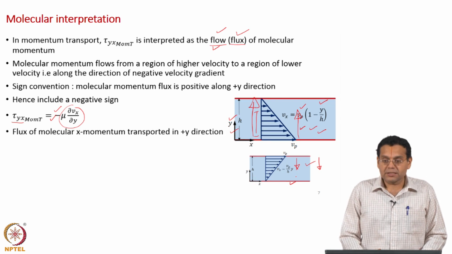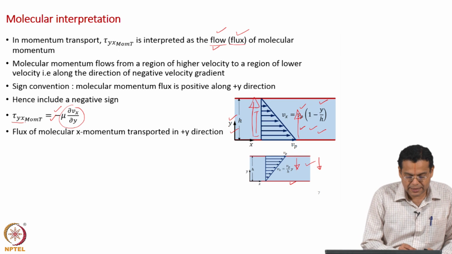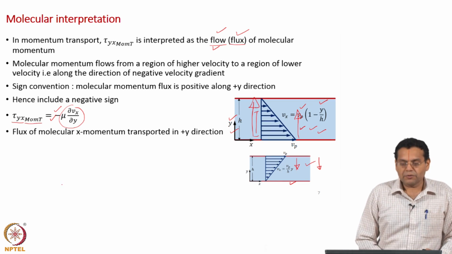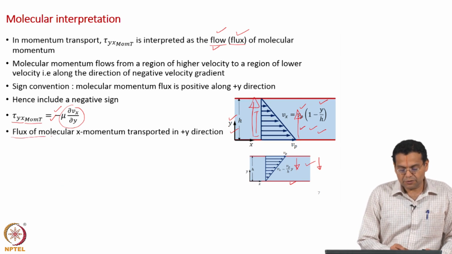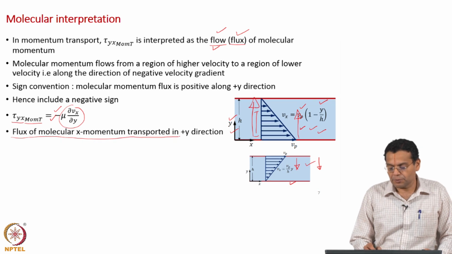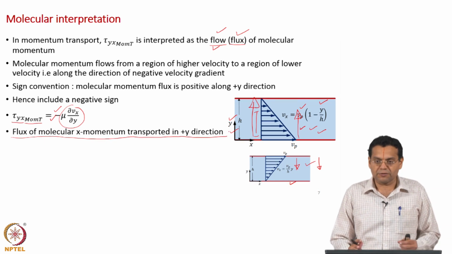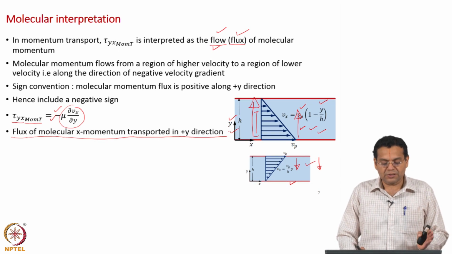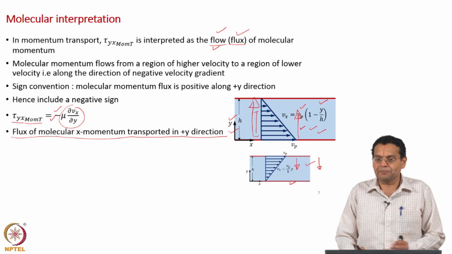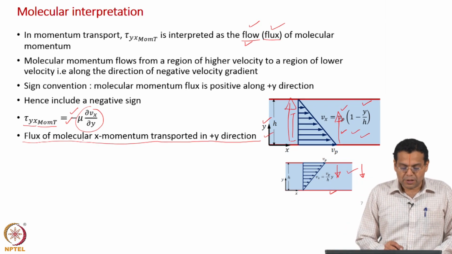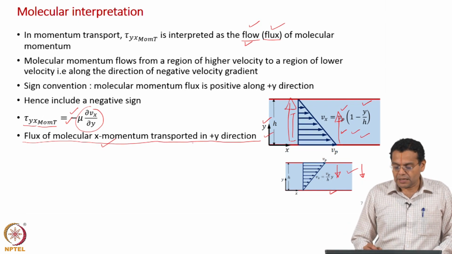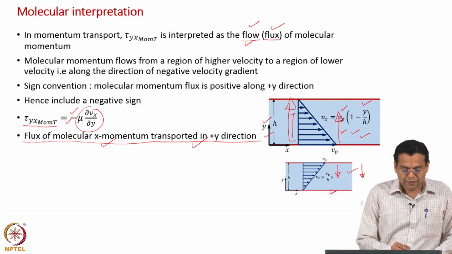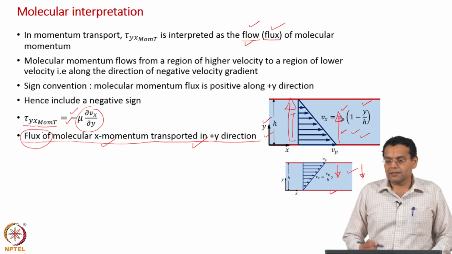So, what is tau x? Now we can understand the subscript also. Tau x is the flux of molecular x momentum transported in positive y direction. That is the formal nomenclature for tau x. Of course, you can also say molecular flux of x momentum. What does it tell you? You have a molecular x momentum transported in y direction. The flux of that is the tau x.